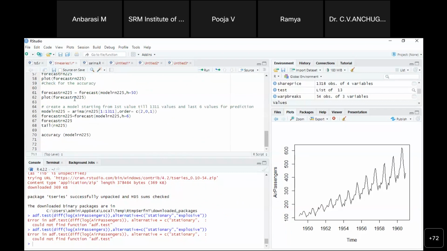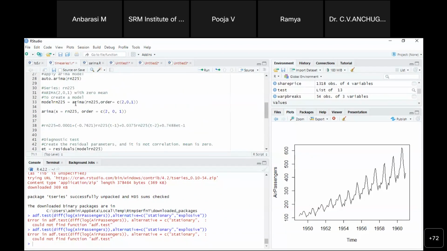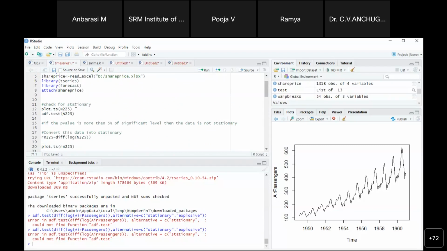We have to download this also. We have to execute forecast.